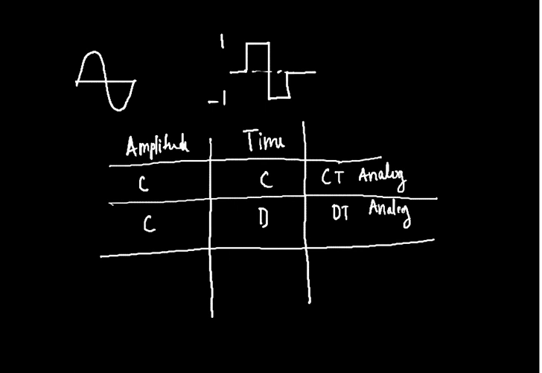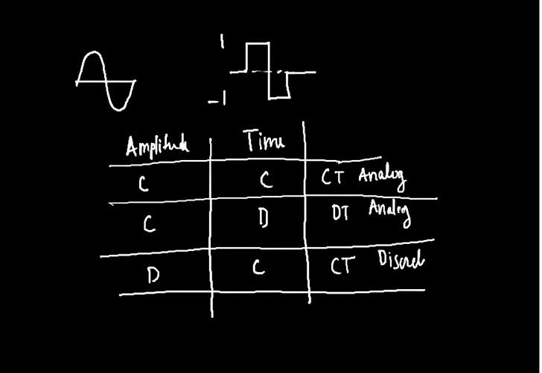Now, what is another possibility? Discrete amplitude but continuous time, isn't it? So continuous time, discrete amplitude signal, you can say. And when both the time and the amplitude are discrete, then you call it a digital signal. Now it's not just 1 0 1 0, but how you got those 1s and 0s is important, right? It's a digital signal.